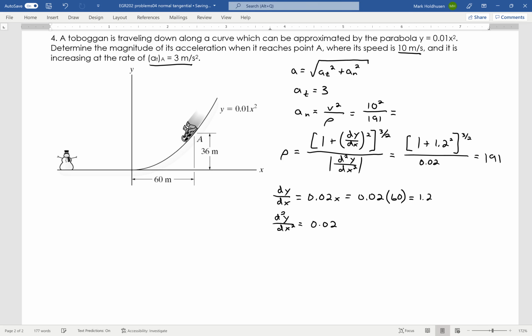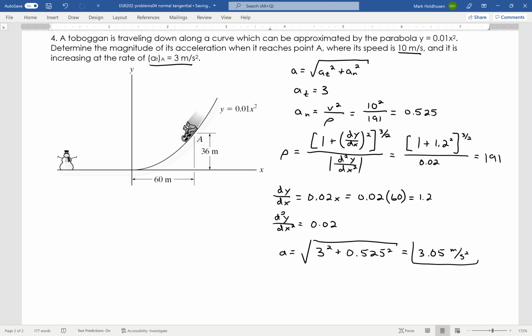And from that, I get my normal acceleration equal to 0.525. So I can then find the magnitude of my acceleration as the square root of 3 squared plus 0.525 squared. And from that, I can find the acceleration of 3.05 meters per second squared.